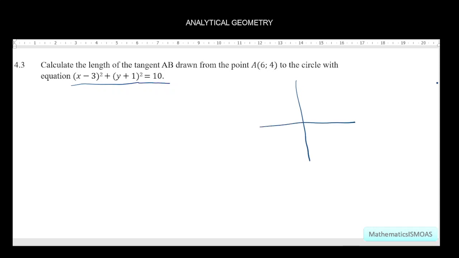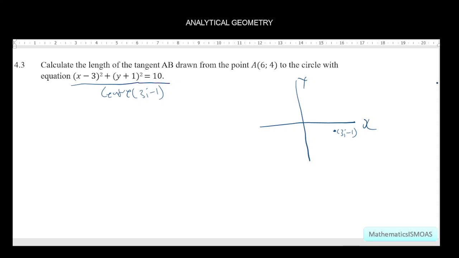Let's have our Cartesian plane, y-axis, x-axis. Then the center of our circle will be given by what? (3; −1). We get our center here. Our center (3; −1) from the equation. It will be roughly here, (3; −1). And we are told that there is a point.